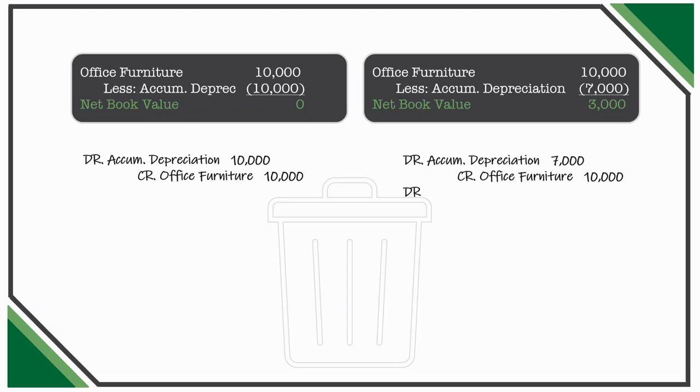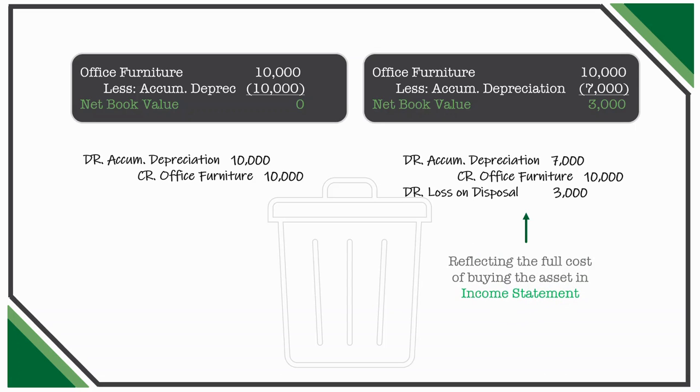An additional debit of $3,000 is needed to balance. The account debited is called loss on disposal of fixed assets. What happens is between the depreciation of $7,000 and loss of $3,000, the full purchase price of $10,000 ends up as a cost in the financials over the life of the asset.